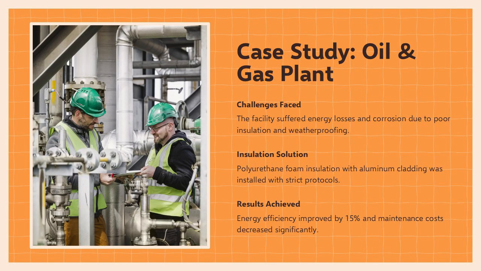A case study from an LNG facility illustrates the importance of proper insulation. The plant faced significant energy losses and corrosion issues due to inadequate cold insulation and poor weatherproofing. After implementing polyurethane foam insulation with aluminum cladding and strict installation protocols, energy efficiency improved by 15%, and maintenance costs dropped significantly. This example highlights the value of correct material selection and installation practices.